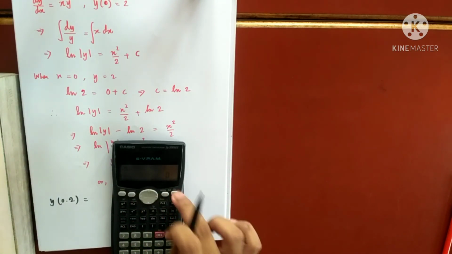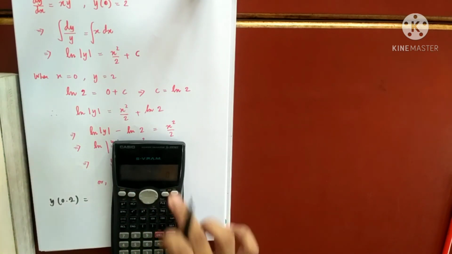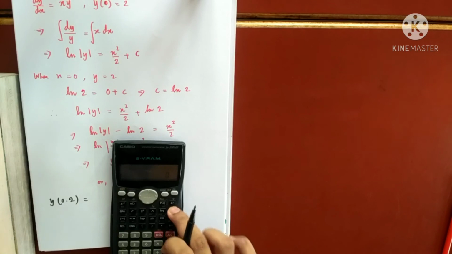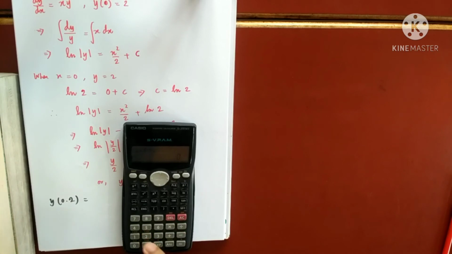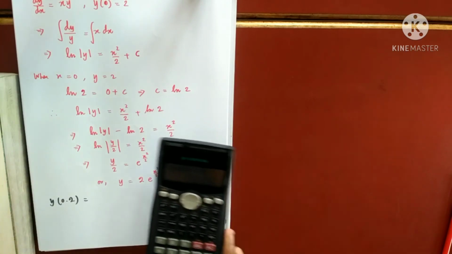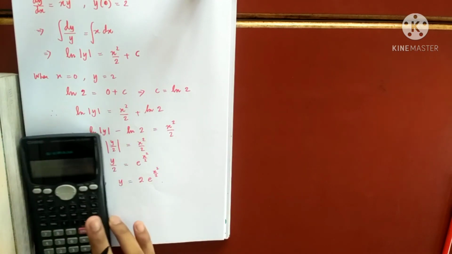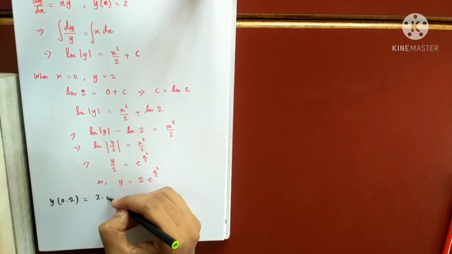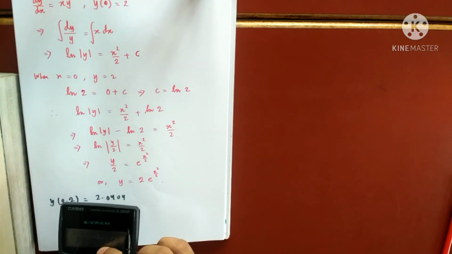So 2 into alpha e to the power. Let me check one thing. Yeah, this is correct. So 2 into e to the power, I hope you can see this, 0.2 square. Actually, let me use a bracket: 0.2 square divided by 2. What am I getting? You may check. 2.0404 and so on.